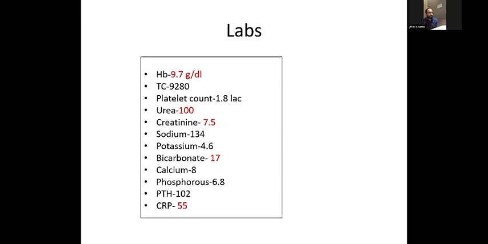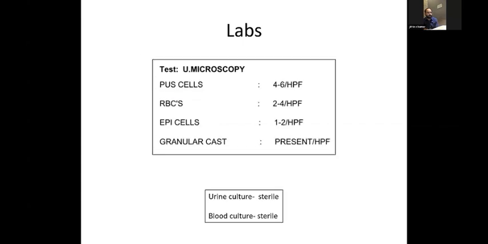His labs showed a mild anemia, and the creatinine had slightly worsened to 7.5. There was mild metabolic acidosis, as well as elevated C-reactive protein and features of CKD-MBD. His urine revealed only 4 to 6 pus cells, and there were no other active sediments. Urine cultures were done, which were sterile, and blood cultures were sterile.